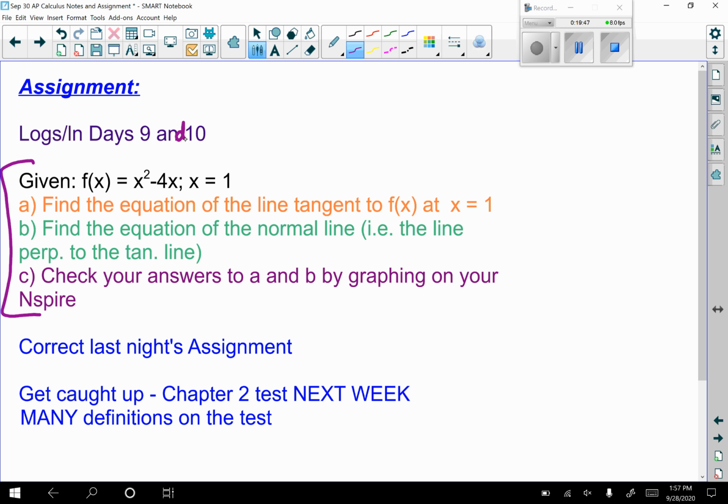And then here, given f of x is equal to x squared minus 4x at x equals 1 here, find the equation of the line tangent to f of x at x equals 1. B is a little different. Find the equation of a normal line. A normal line is just a line perpendicular to the tangent line where it is tangent to the curve. And then check your answers to A and B by graphing on your Inspire.